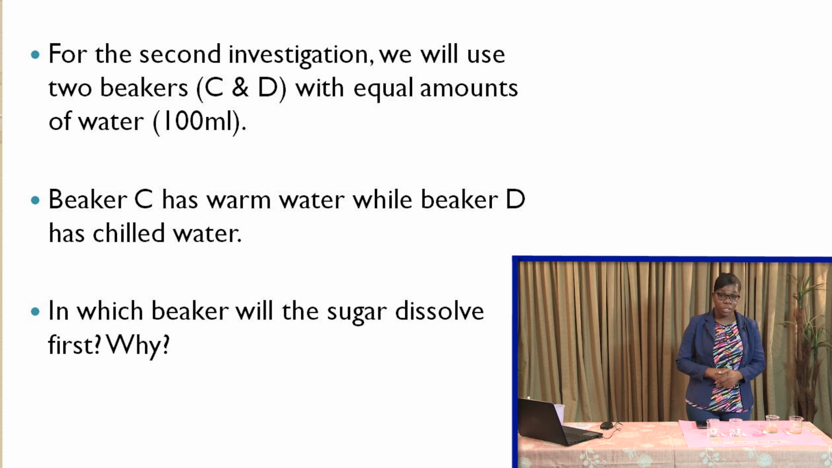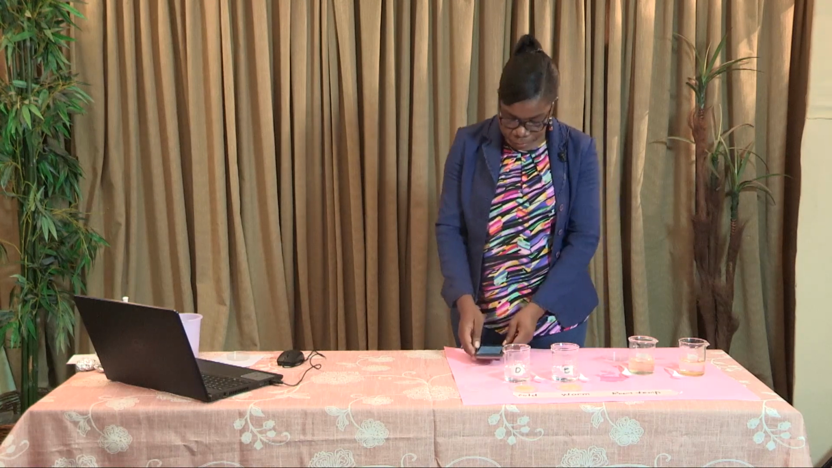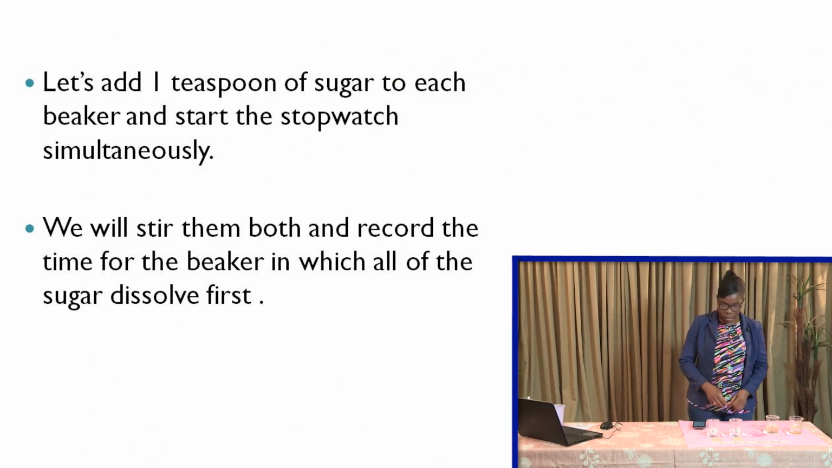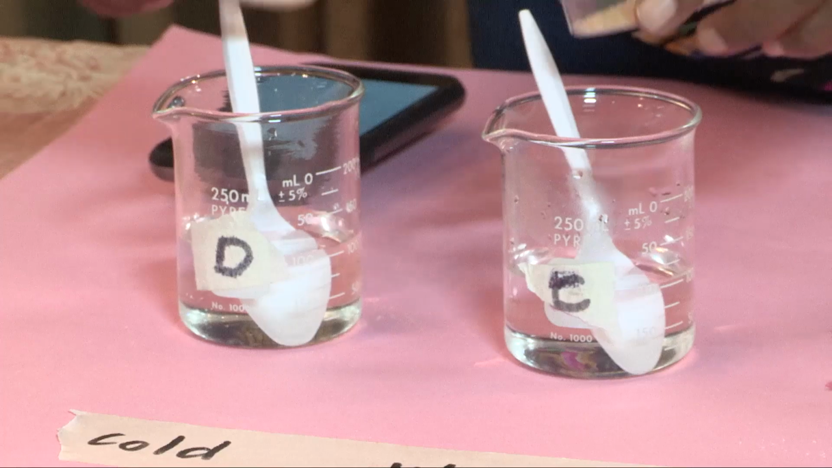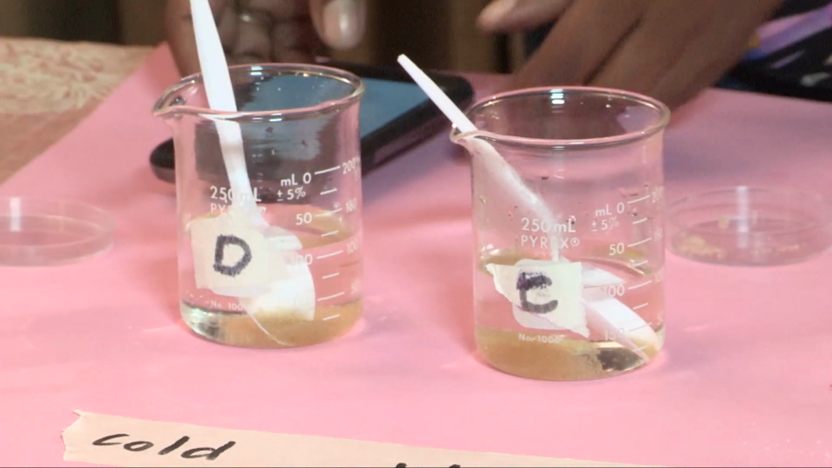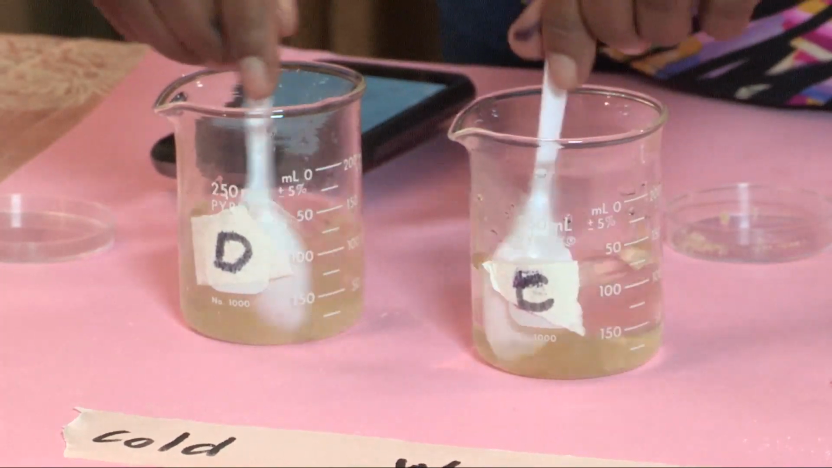Good. We know that the sugar will dissolve, but we don't know in which one it will dissolve first. So we really need our stopwatch for this one. Good? All right, so what I'll do, I'll quickly add the sugar. I'll put my spoons in there to stir. I'll add them at the same time, and I'll start the stopwatch, and I will stir them both.